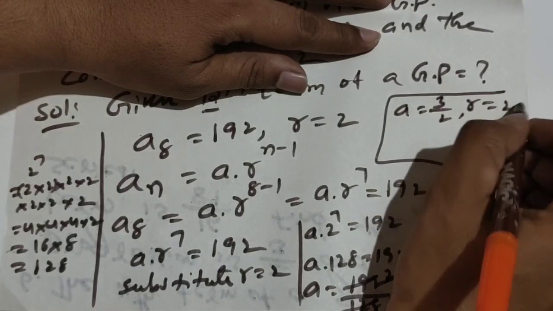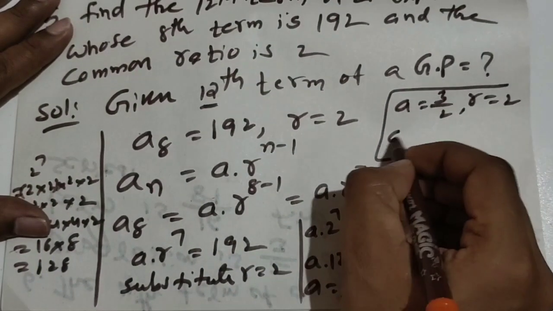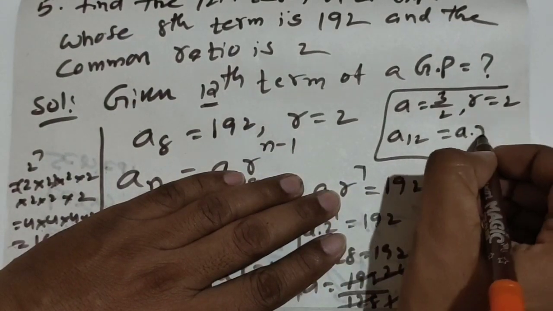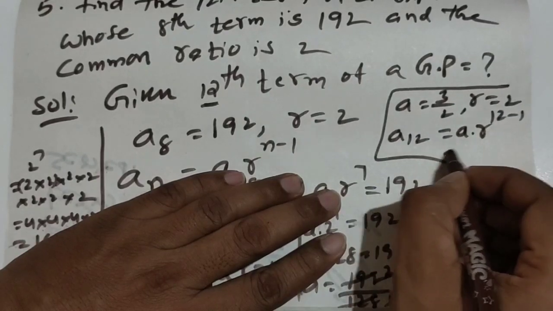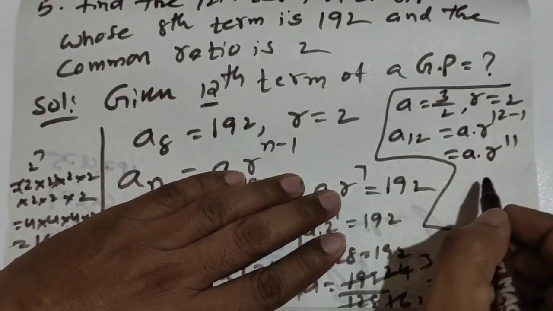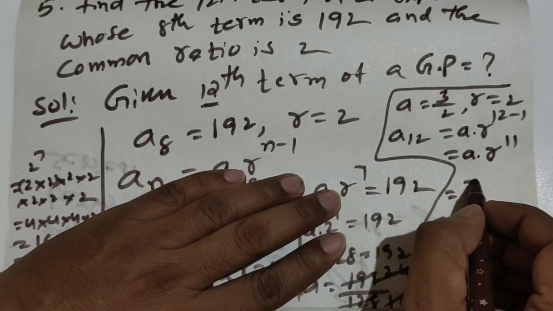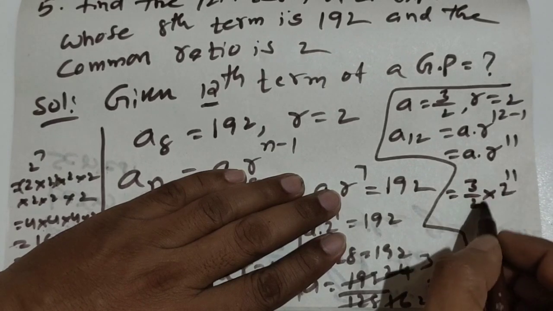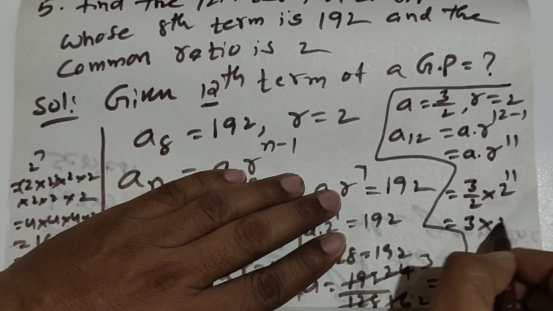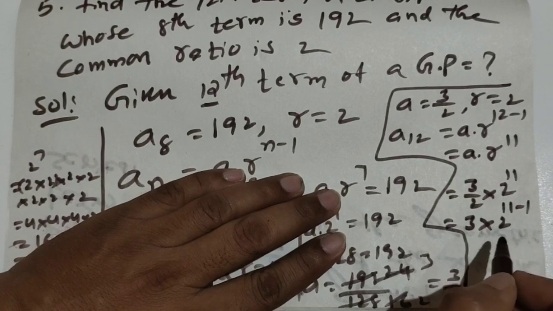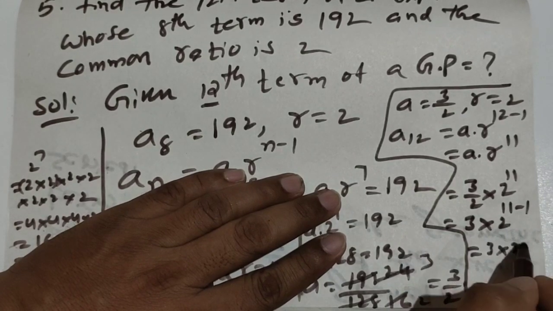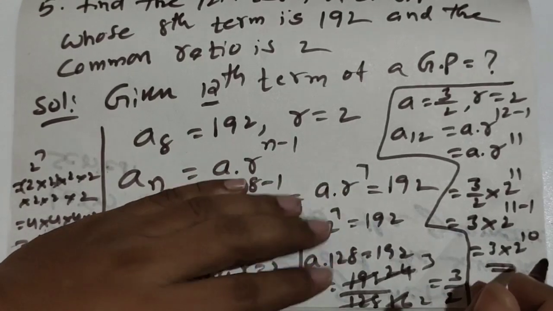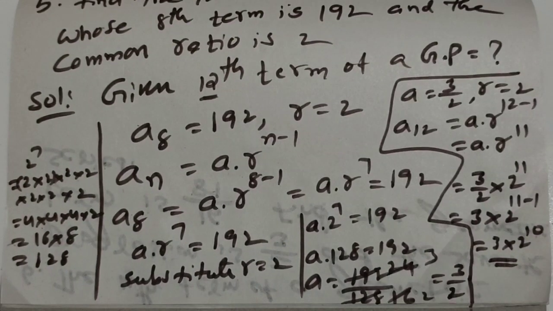we have already the R value. So we can find the 12th one. Not only the 12th one, we can get any term of the GP. So A12 means simply we can write as A into R to the power of 12 minus 1, that is A into R to the power of 11. So here A value is simply 3 by 2, R value 2, so 2 power 11. So we get simply 3 into 2 to the power of 11 minus 1. So we get 3 into 2 to the power of 10. So this is the 12th term of this GP.